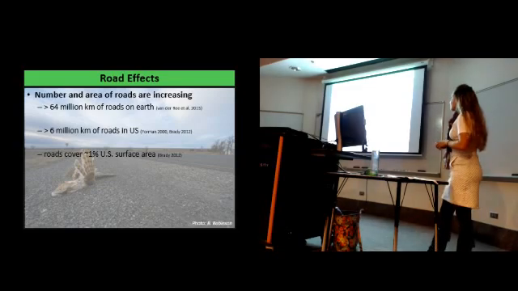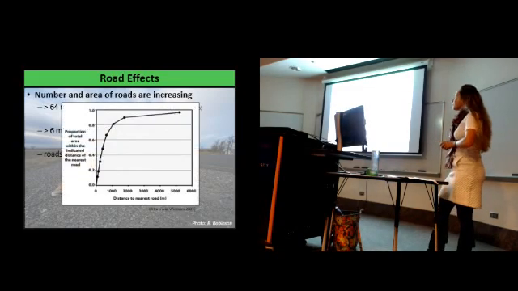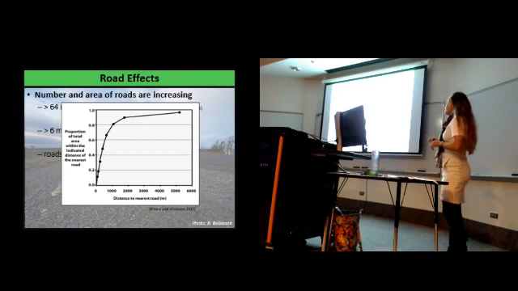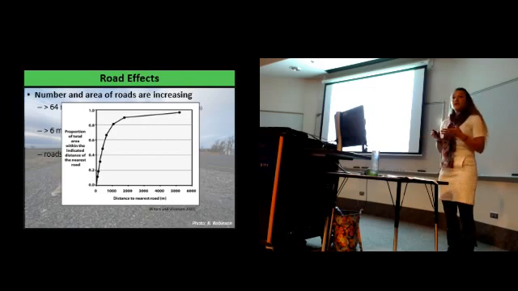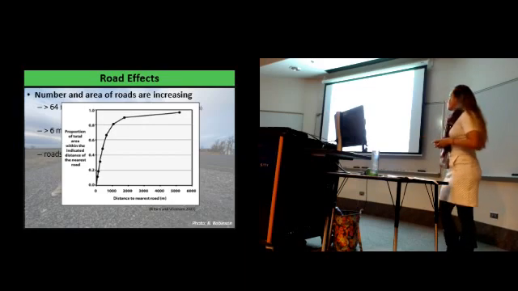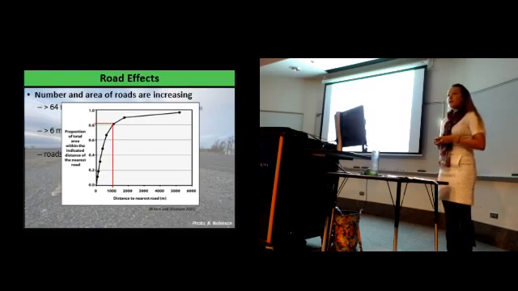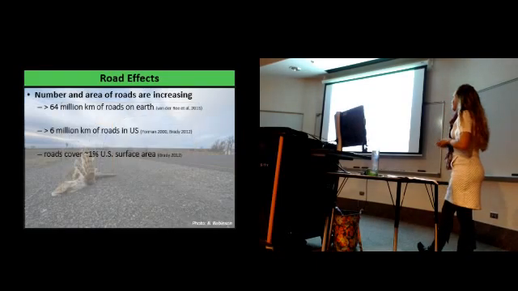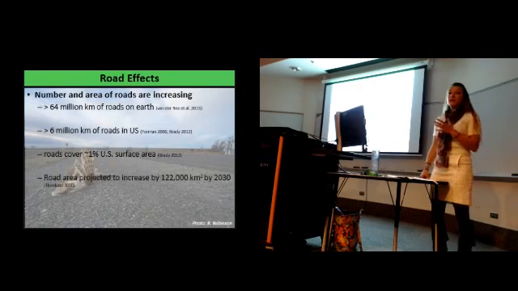In a study in 2003, Riitters and Wickham examined the proportion of total area within certain distances of the nearest road, and a major finding of their study was that 83% of the surface area of the United States is within 1 kilometer of the nearest road, where roads were considered to be any type of road. And finally, because roads are so important, they're projected to increase by over 122,000 square kilometers by 2030.